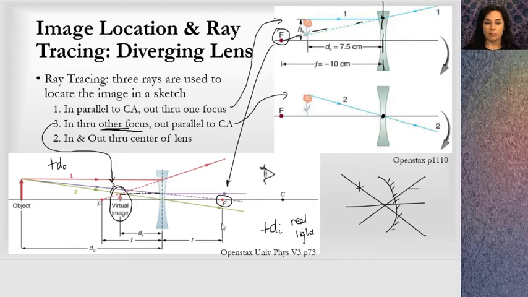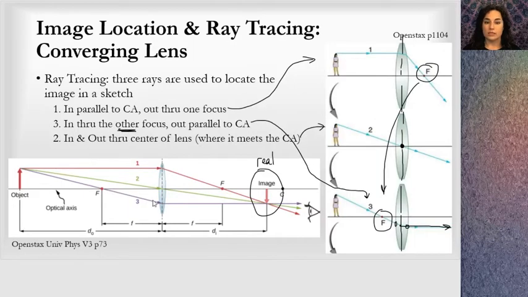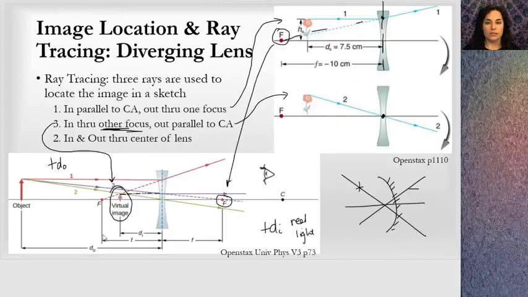So I can see that the positive image distance is going to be over on this side. This is a real image. This will get a positive image distance. Because this is a virtual image, it will get a negative image distance.